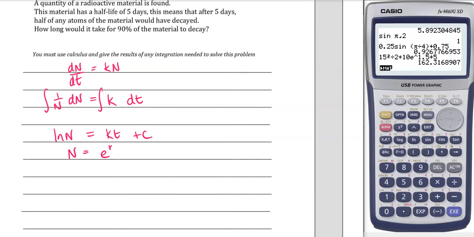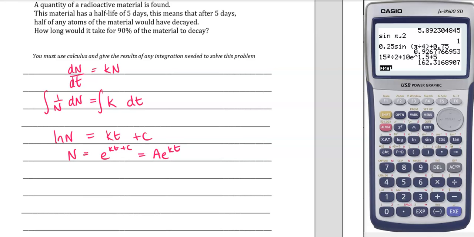N equals e to the kt plus c, which we will change into this, and e to the c is just a constant A, so in fact it becomes A e to the kt. Now the initial amount we would start with would happen when t is 0, so N equals A e to the k0. Well, e to the 0 would just be 1, so the A is our initial amount.